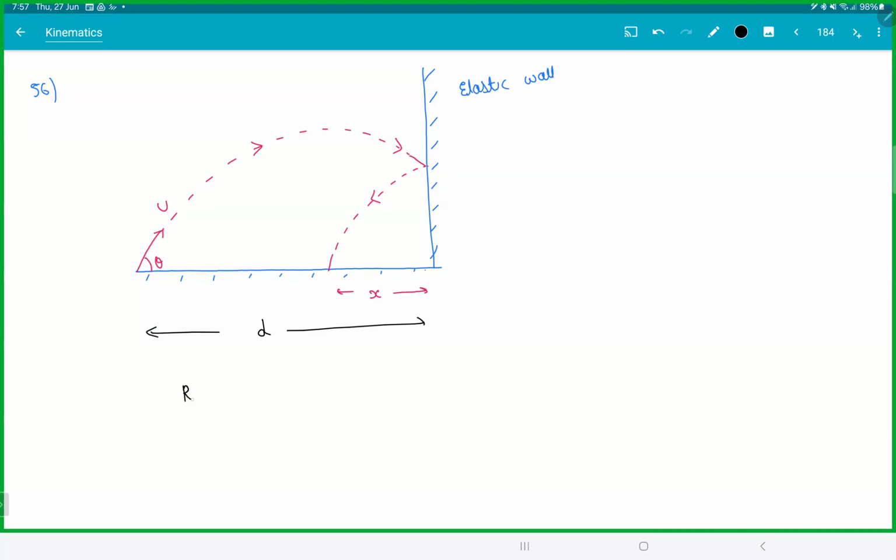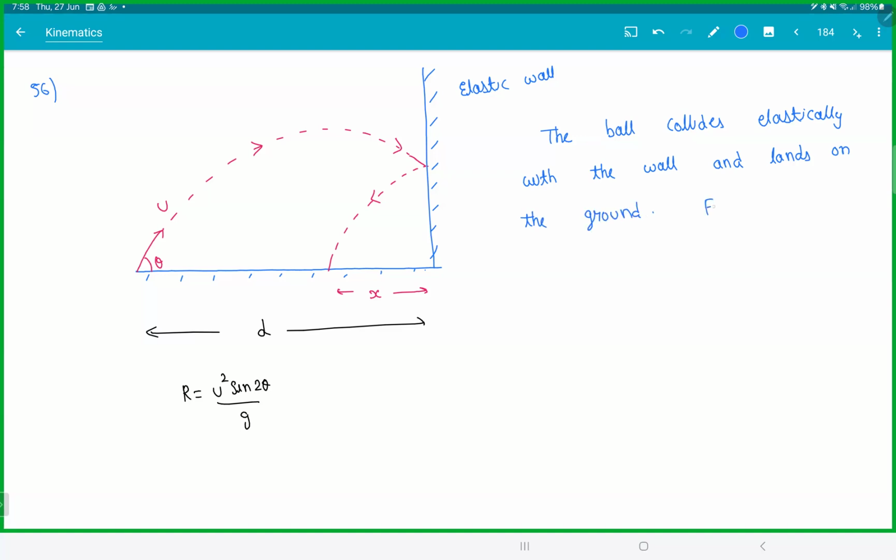R is your range, which is u square sine 2 theta by g. Now, what do you mean by this elastic wall? The ball collides elastically with the wall and falls on the ground. So you need to find x. Now, what do you mean by elastic? So listen. When you say elastic, the component perpendicular to the wall gets reversed. Let me show an example. And the component parallel to the wall remains unaffected.